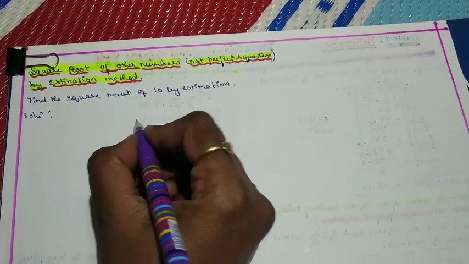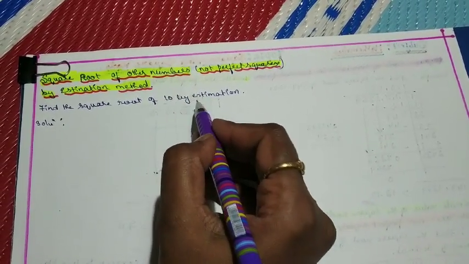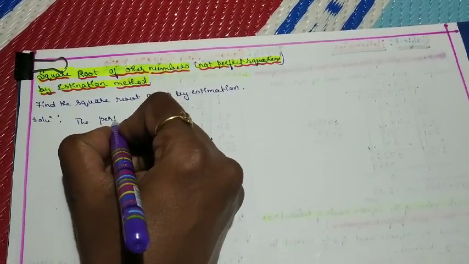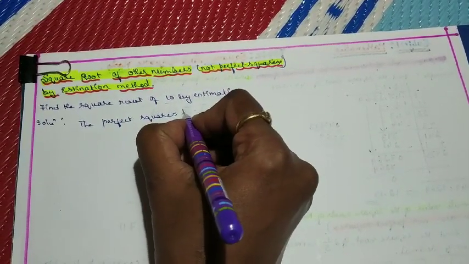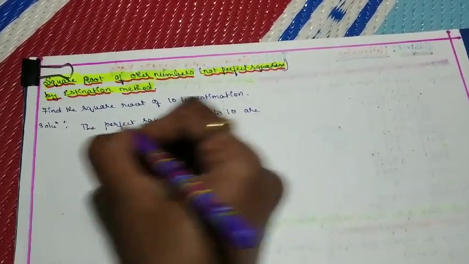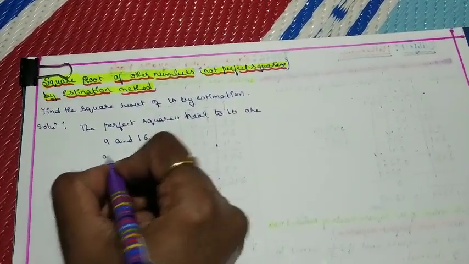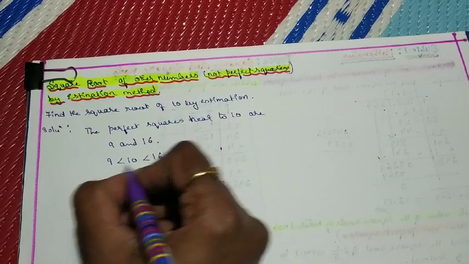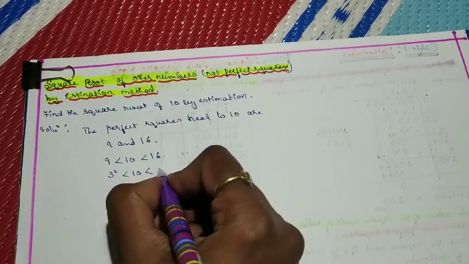First, find out which perfect squares 10 lies between. The perfect squares near 10 are 9 and 16. Is it right? So 9 is less than 10, and 10 is less than 16. Or we can write it the other way: 3 squared is less than 10, and 10 is less than 4 squared.